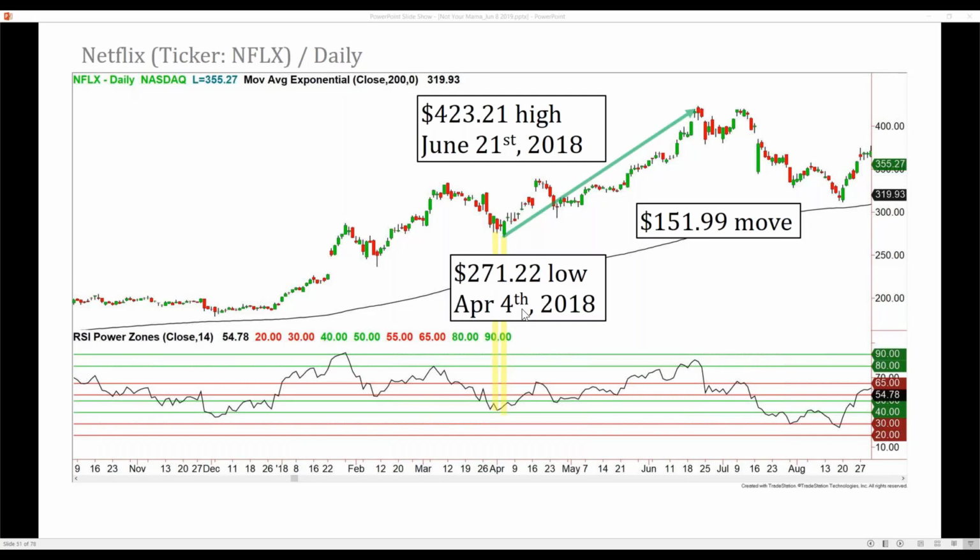But the key is, if you were waiting for this on traditional RSI, you wouldn't have gotten it because you would have been waiting for price to go down and RSI to go below 30. There was no 30 to go down to when you're in a bull market. It was the 40 to 50. So you guys see the value of being able to apply the power zones and combine it with a signal.